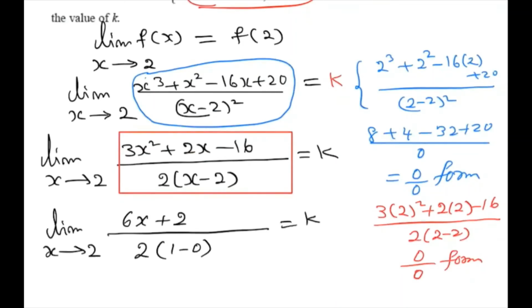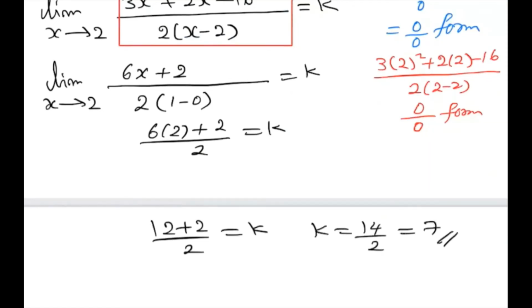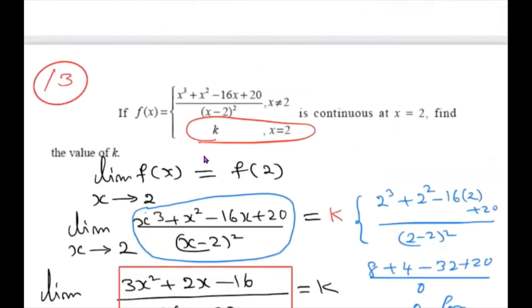Now you take the value of x as 2. 6 into 2 plus 2 upon 1 equal to k. So you get 12 plus 2 equals k. So k is 14. Hmm, as spoken: 12 plus 2 upon 2 equal to k. So k is 14 upon 2, that is 7. So when we take the value of k as 7, the function becomes continuous at x equal to 2.